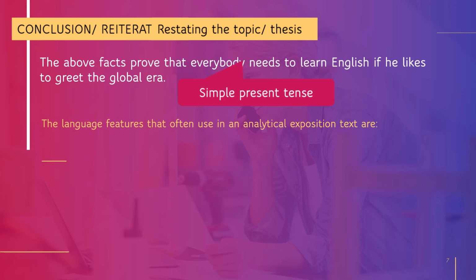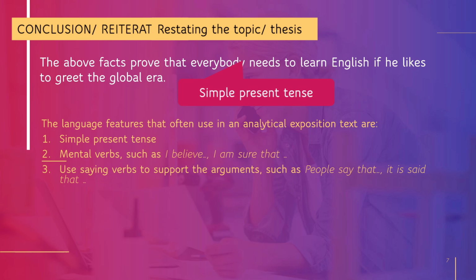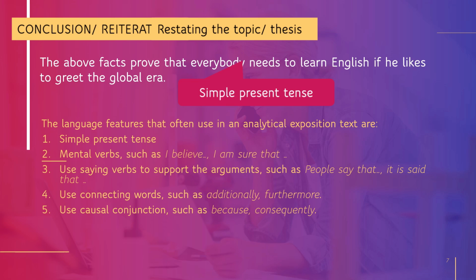Okay, now here are the language features that are often used in an analytical exposition. Number 1, simple present tense. Number 2, mental verbs such as I believe, I am sure that. Use saying verbs to support the argument such as people say that, it is said that. Use connecting words such as additionally or furthermore. Use causal conjunctions such as because or consequently. And the last, use modalities such as can, may.